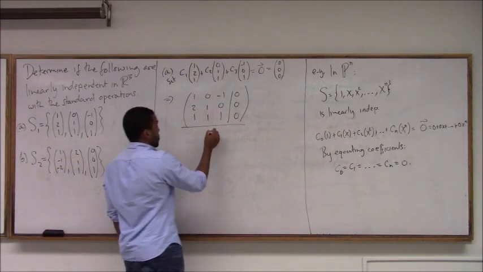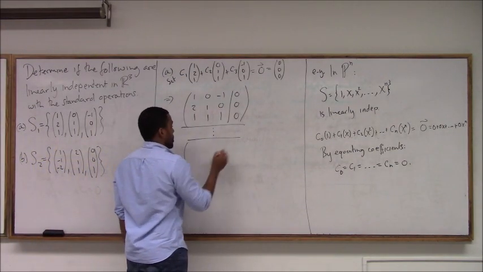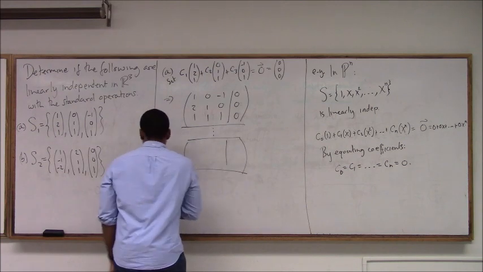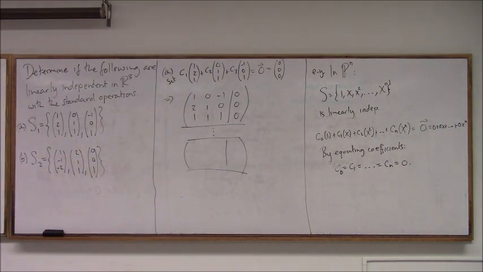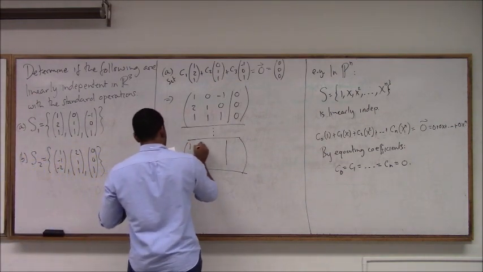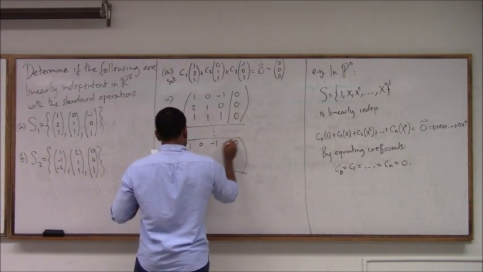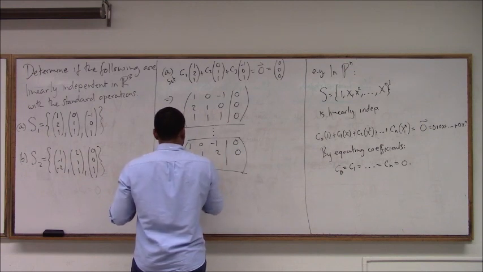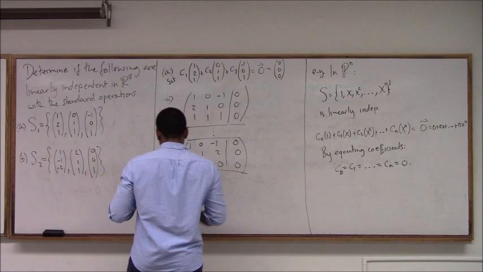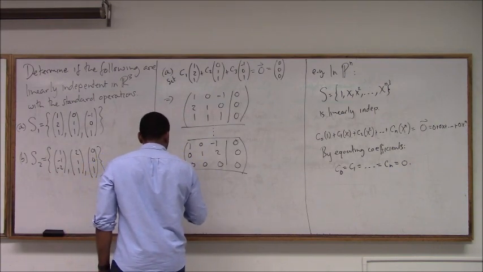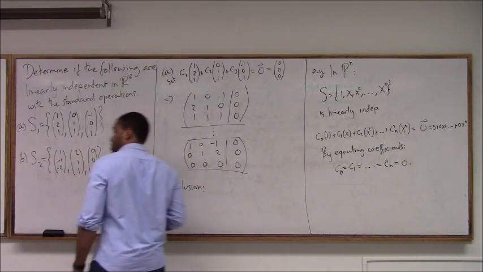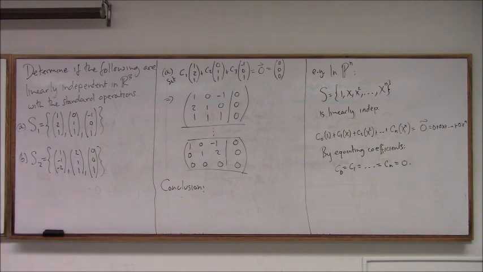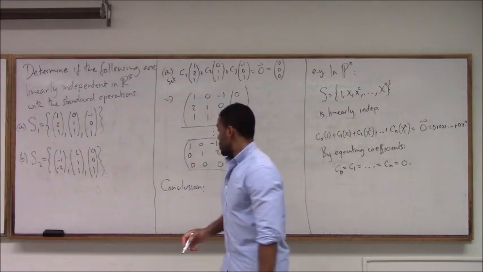So you can do the reduced echelon form, which I believe I did just to save time. And this guy became 1, 0, minus 1, 0, 0, 1, 2, 0, 0, 0, 0, 0. Conclusion. It's linearly dependent. Dependent.